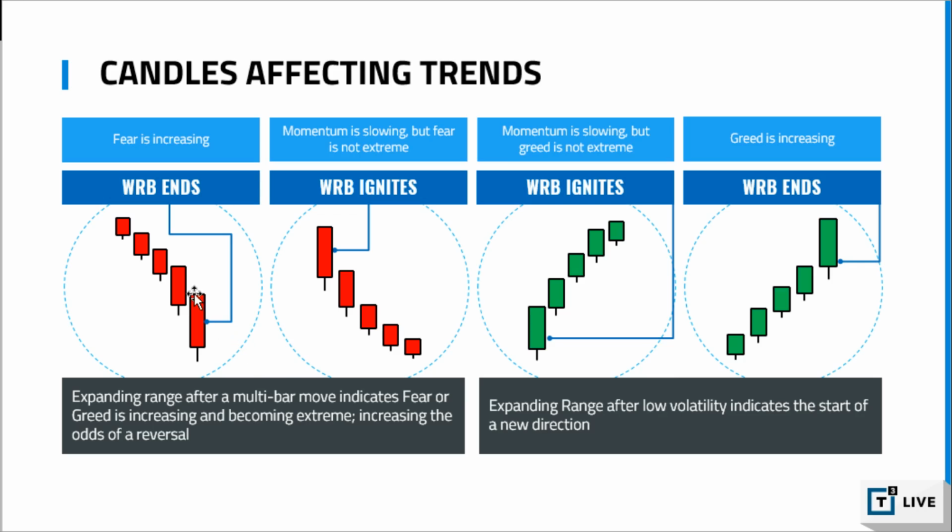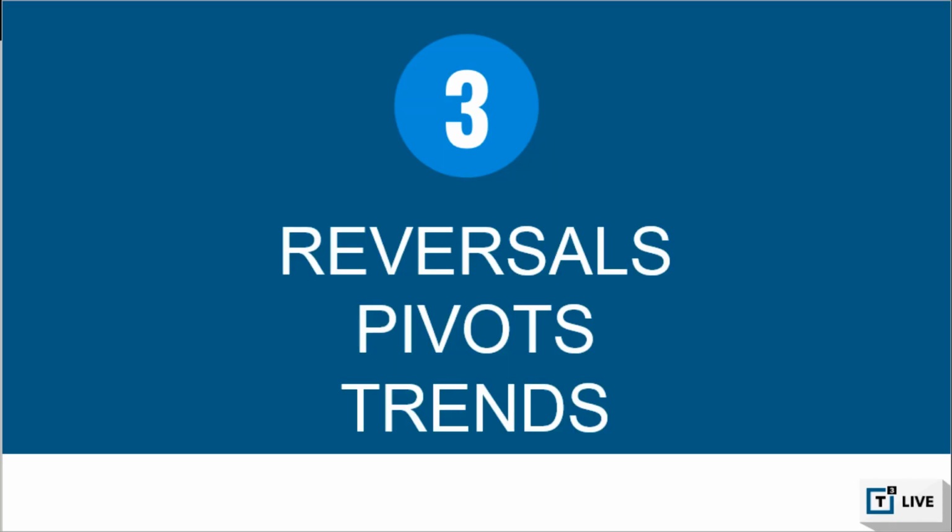Again, we talked about wide range bars igniting and ending. We talked about when the trend is ending, when there's small bars towards the end of the trend, what that means, which means continuation. It means a slowing in the momentum, but no panic, and trends do continue, which means continuation lower. And today we're going to talk about reversals, pivots, and trends.